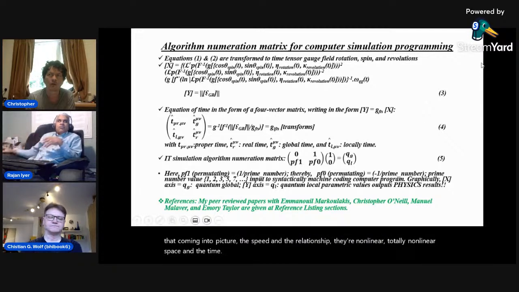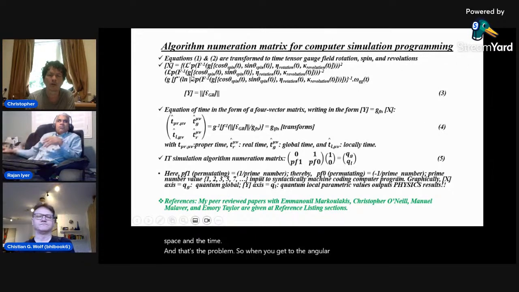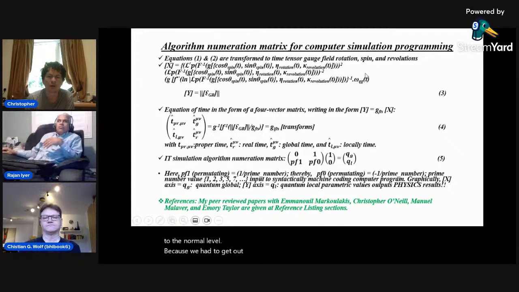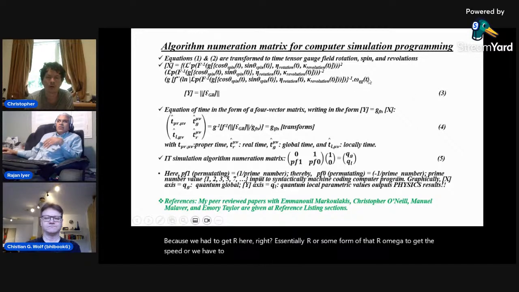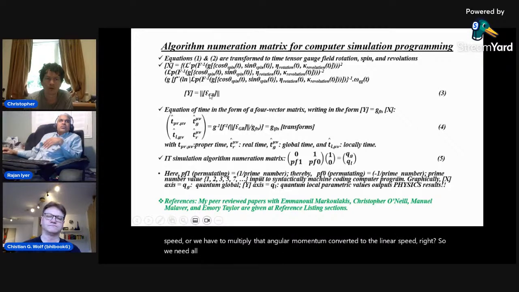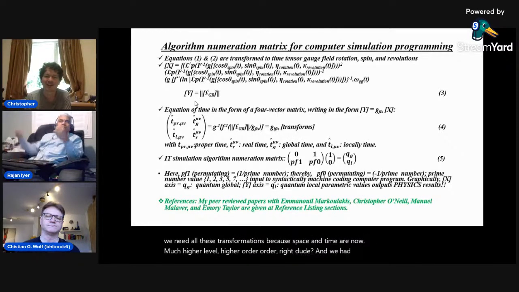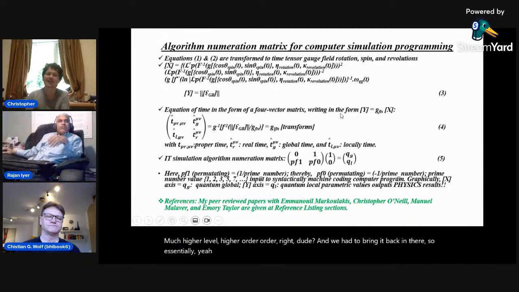And that's the problem. So when you get to the angular momentum, we have to reduce it back to the normal level because we have to get R here, right? Some of that R omega to get the speed, or we multiply that angular momentum converted to the linear speed, right? So we need all these transformations. Cost and time are now a much higher order attitude, and we have to bring it back in there. So essentially, yes, we can interpret that equation in that way.